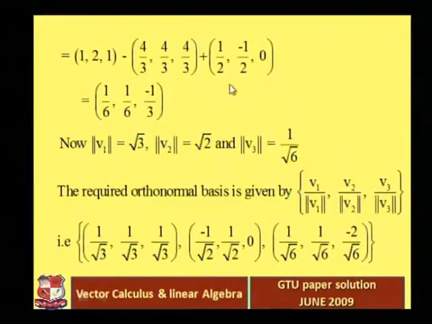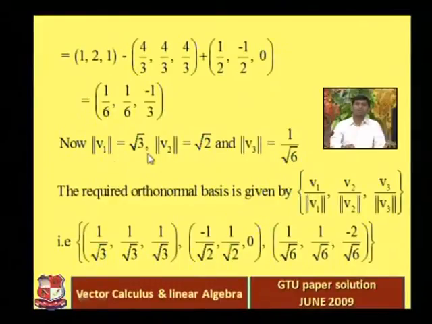Here is just a simplification, right? And now we have to add and subtract these three vectors. So the first coordinate is 1 minus 4 by 3 plus 1 by 2, so that is 1 by 6. Then 2 minus 4 by 3 minus 1 by 2, that is also 1 by 6, and 1 minus 4 by 3 minus 0 plus 0, that is minus 1 by 3.